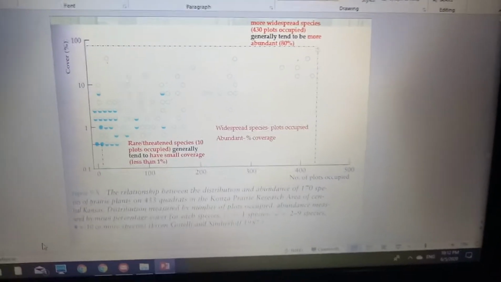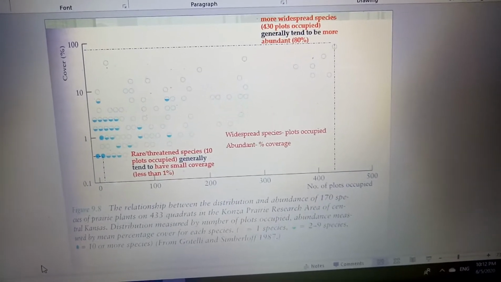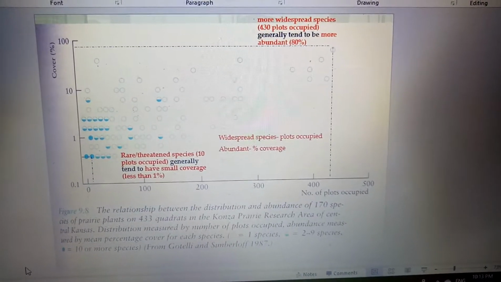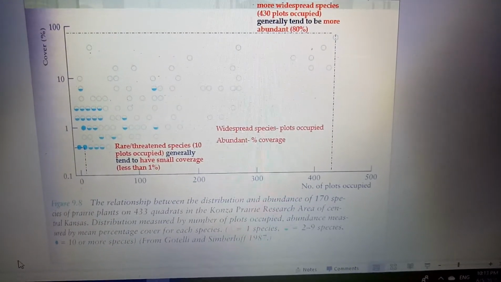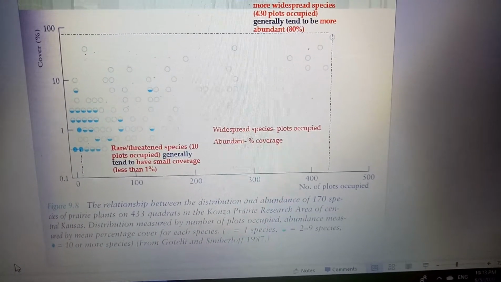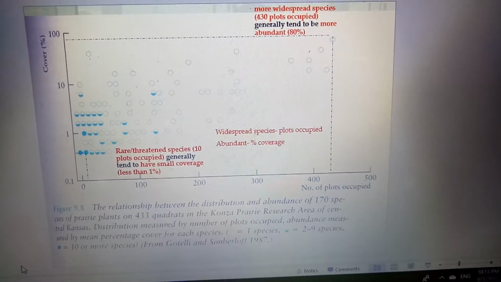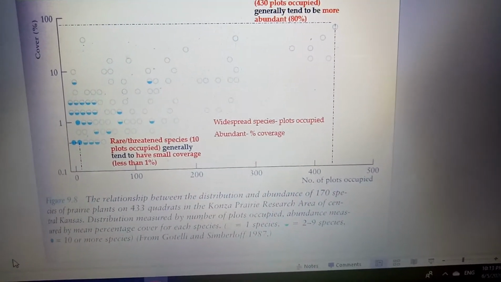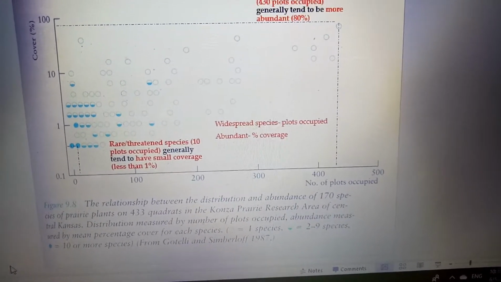Next, this is another example: the relationship between distribution and abundance of 170 species of prairie plants, on 433 quadrats in the Konza Prairie Research Area of central Kansas. Distribution is measured by number of plots occupied, and abundance by mean percentage cover for each species. The round one means one species, the half-colored blue means 2 to 9 species, and the full light blue color means more species. This is from Gotelli and Simberloff 1987.